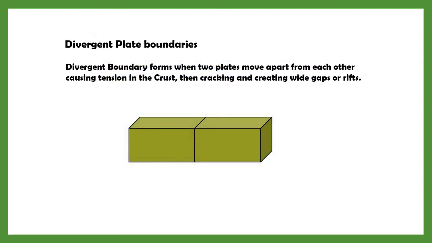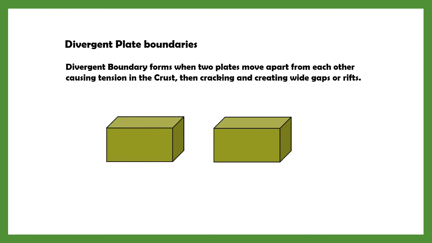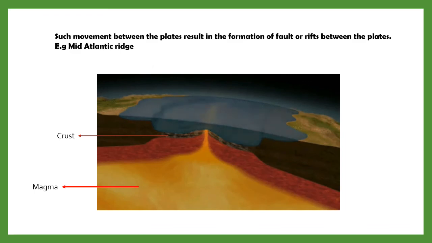The second type of movement is divergent plate boundaries. Divergent boundaries form when two plates move apart from each other, causing tension in the crust, then cracking and creating wide gaps or rifts. So when two plates move away from each other, it's called divergent plate boundaries. Such movement between the plates results in the formation of faults or rifts between the plates.